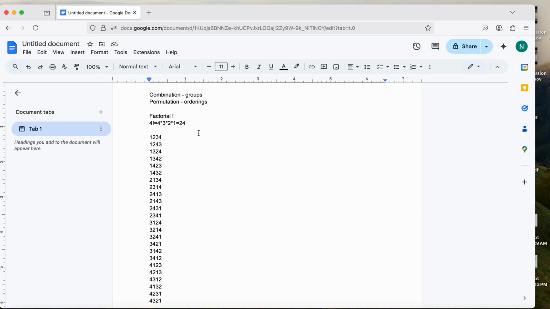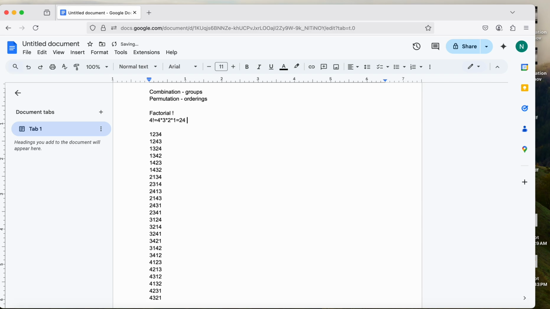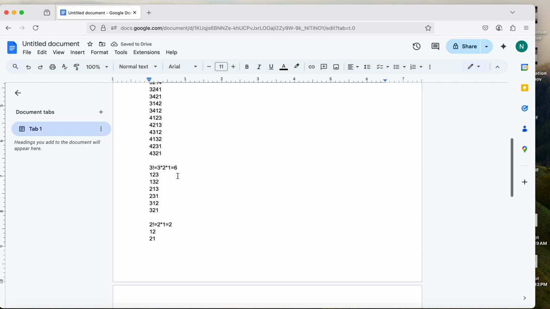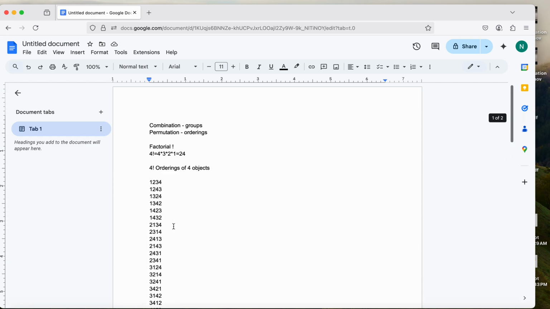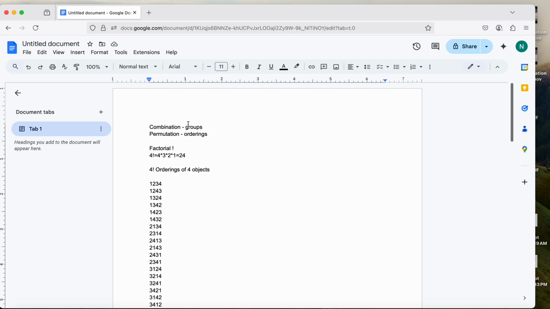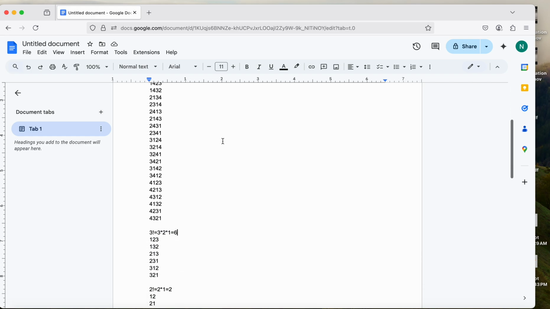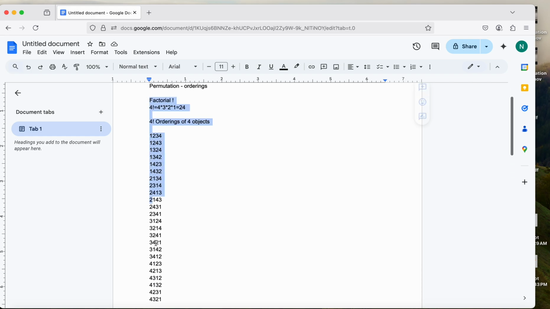Now, let me point out again that this statement here is that there are 4 factorial orderings of 4 objects. So if you have 4 objects, there are 4 factorial orderings of them. If you have 3 objects, there are 3 factorial orderings of them. If you have 2 objects, 2 factorial orderings, and so forth. And that's going to come into play when we start talking about the differences between these two formulas. So let's pick up with the following.